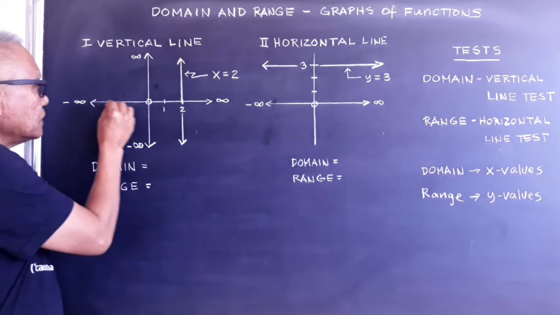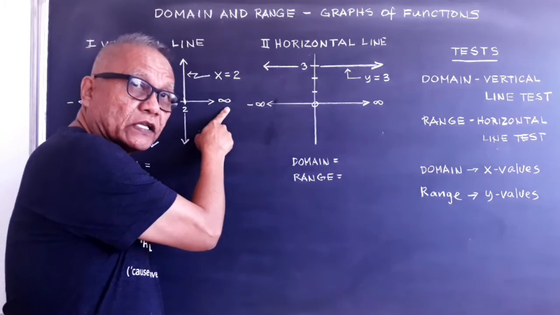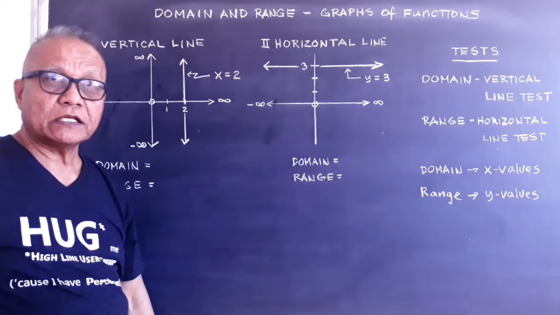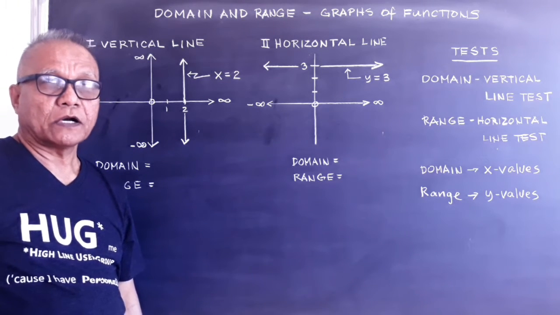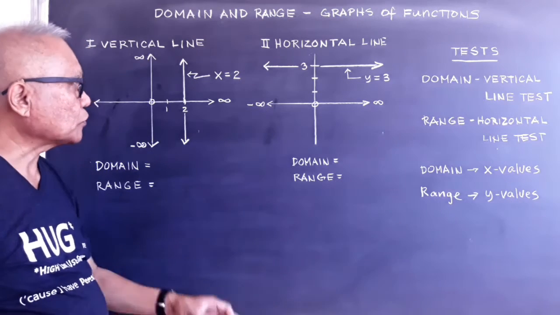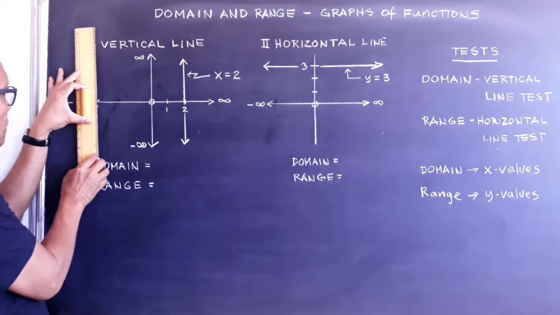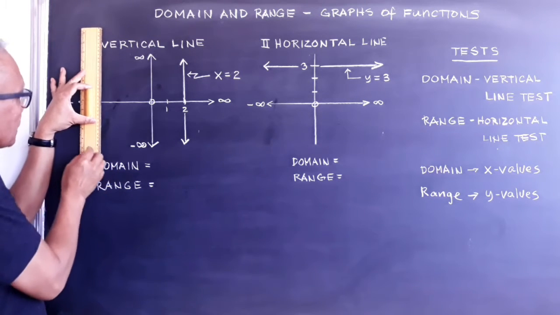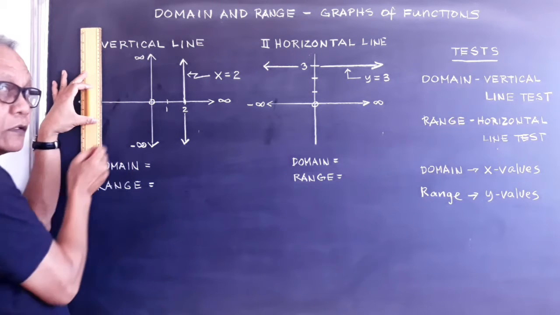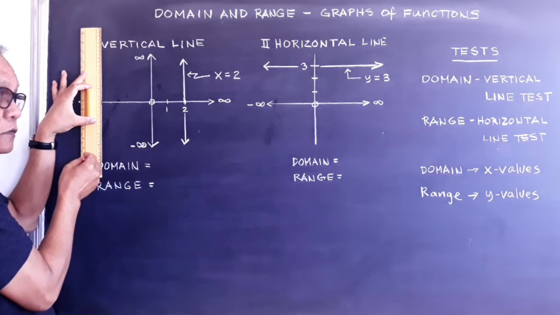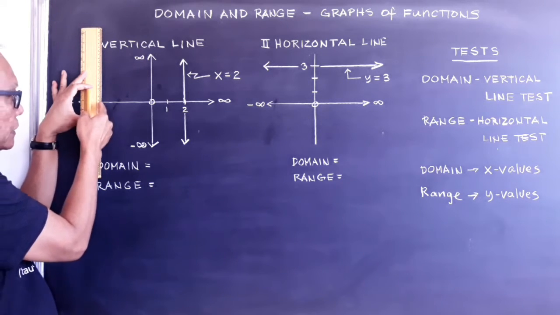So here, this is our x-axis. The x values from negative infinity to positive infinity, those numbers are the domain of our function. Now, to test that, we need the vertical line here. If you have a vertical line here, is the vertical line crossing or intersecting the function? No, then this one is not included in the domain.